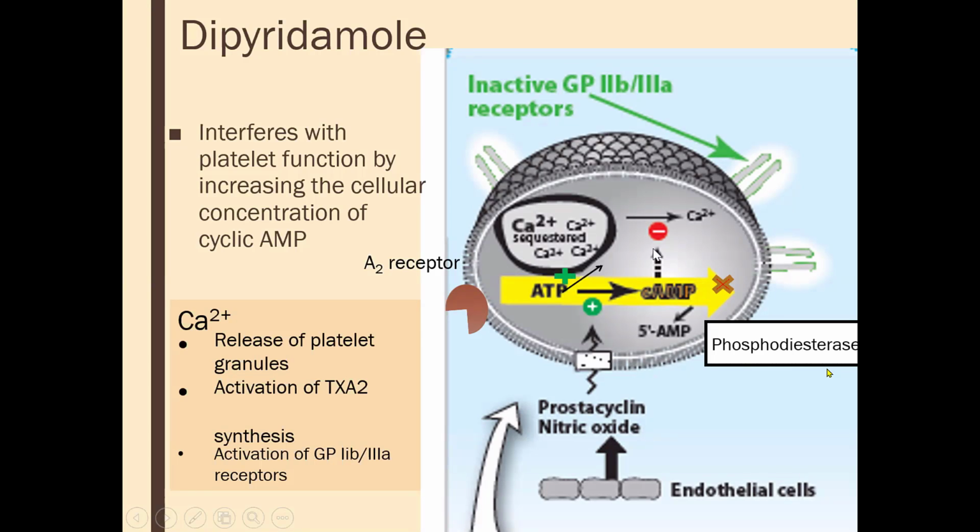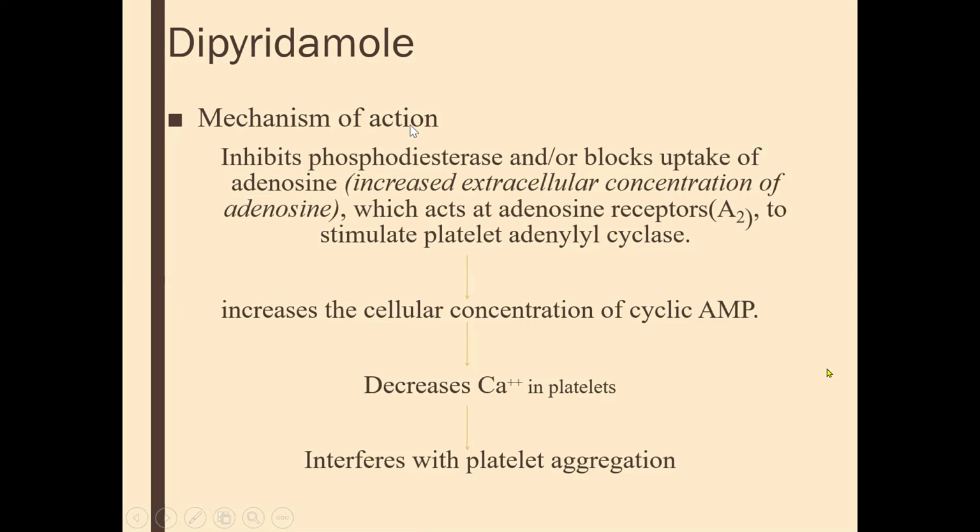Increase in cAMP means again a decrease in calcium, right? So anyhow you have to increase the cAMP, and that's how it decreases the calcium. So there are two mechanisms overall: it inhibits phosphodiesterase and or blocks uptake of adenosine. Adenosine uptake is blocked, so there is increased extracellular concentration of adenosine, which acts at the adenosine receptor to stimulate the adenylyl cyclase pathway, that's the cAMP pathway, isn't it? So that will increase cAMP, decrease calcium, and interfere with platelet aggregation.